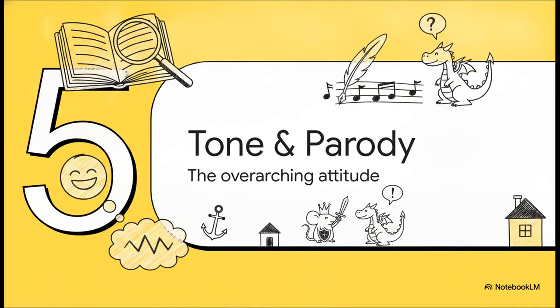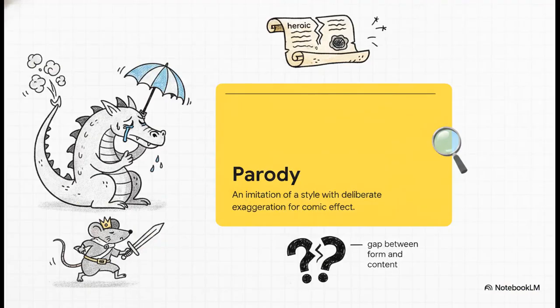Let's dive into Section 5. Tone, attitude, and parody. Pay attention because this is where you secure those really top-tier analysis marks. We mentioned parody earlier, and it's vital you know the formal definition: an imitation of a style with deliberate exaggeration for comic effect. By making the terrifying dragon a sniveling coward and the tiny mouse a fierce lion chaser, Nash creates a brilliant parody of those serious medieval dragon-slaying ballads.